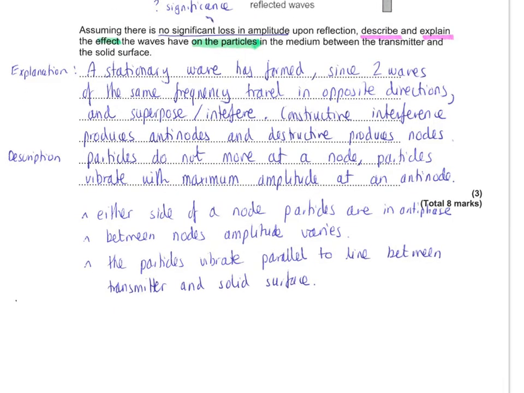There are a lot of things that you could say here. You have to have something from each of the 2 lists here. But for the description, we can have particles not moving at the nodes and particles vibrating with maximum amplitude at the antinodes. We can have at either side of the nodes the particles are in antiphase with each other. Between the nodes the amplitudes vary and the particles are in phase with each other.